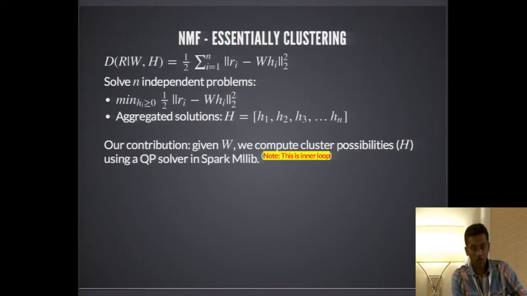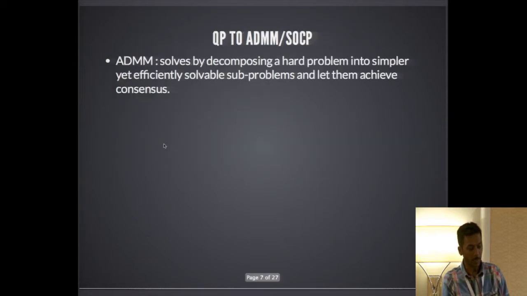So we already know non-negative matrix factorization is essentially clustering. What we are doing here is solving an independent problem, given by the equation below. And once we get those individual solutions, H1, H2 till Hn, we get the aggregated solution. Once again, our contribution here is introducing a quadratic programming solver, which is more on the inner loop side. We are still using the outer loop the way it has been implemented in Spark.